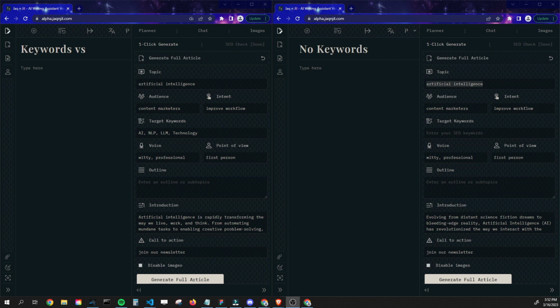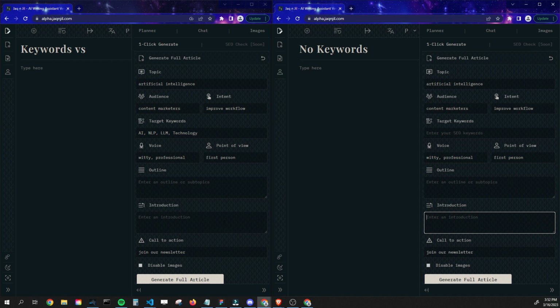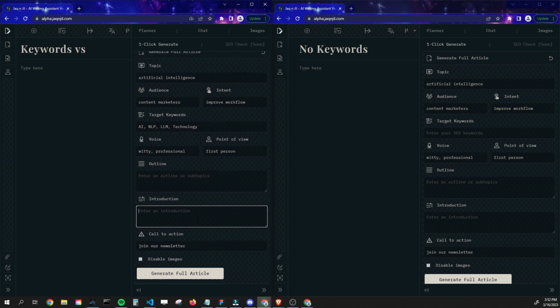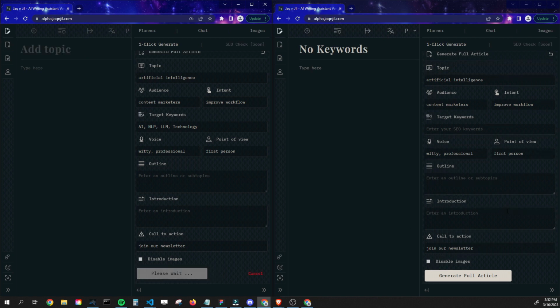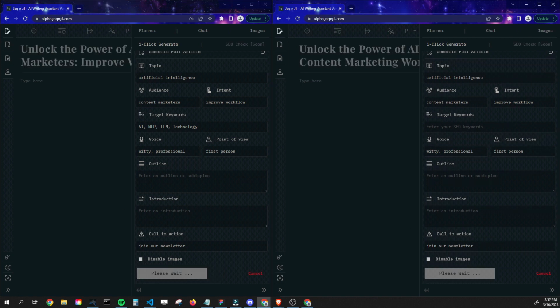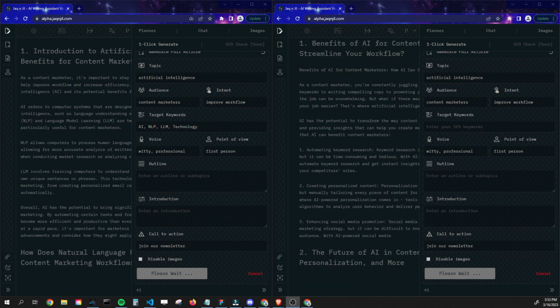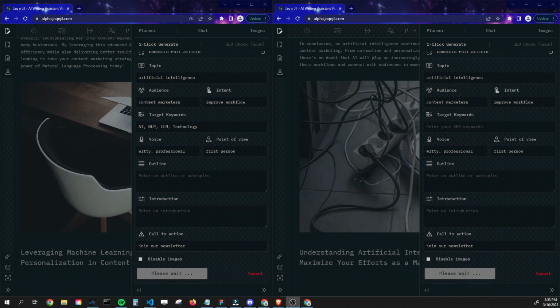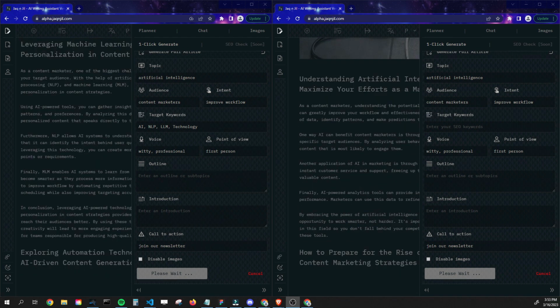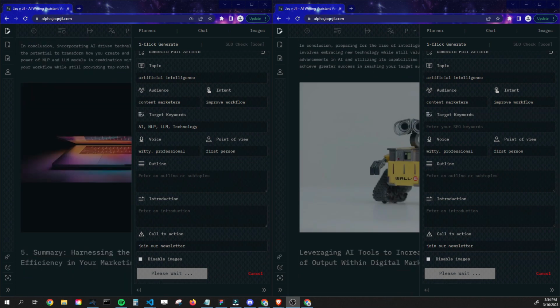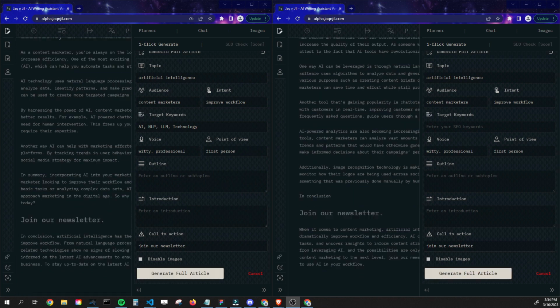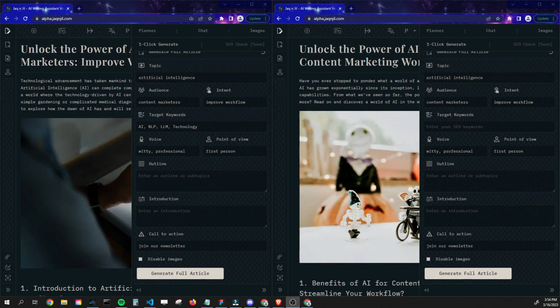What we're going to do here is I'll actually delete both of these. We'll leave it exactly the same for both of these, except the only difference is one will have target keywords and one will not. So let's generate these and see the difference between the two here. All right, perfect. Took about a minute for both of those.